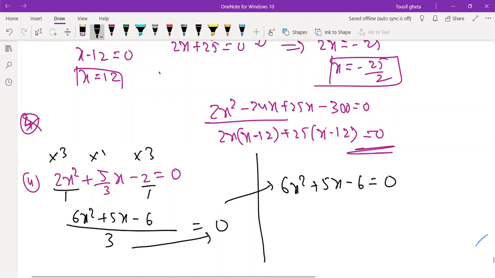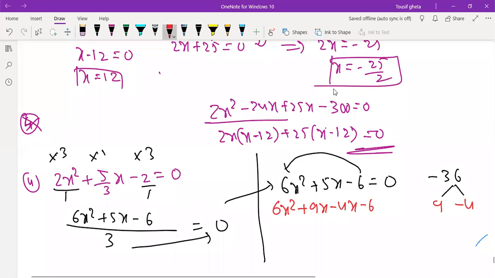So now you can take here minus 6 into 6 will get minus 36, right? Now I need plus 5. So I will take 9 4s are 36, and I want plus 5, so minus 4. Okay, so 6x square plus 9x minus 4x minus 6 equals to 0. Common will be 3 here: 3x, 3 twos are 6 and 3 threes are 9. In this, minus 2 is common. We'll get 2x plus 3.